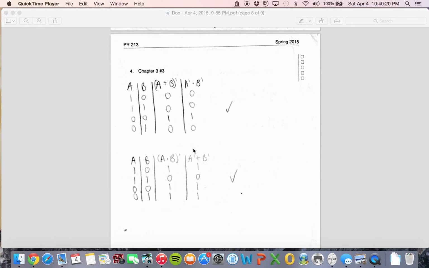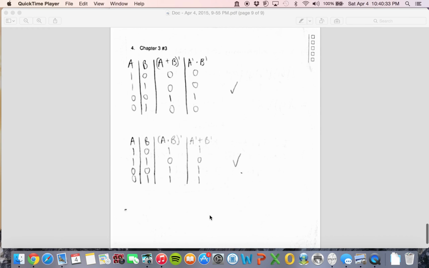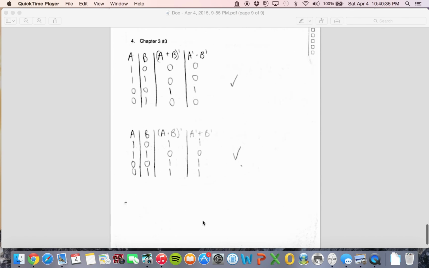For question number 4, I proved De Morgan's theorem by comparing these two equivalent pieces of the De Morgan's theorem and showing that their outputs are identical. In both these cases, this is true. That's number 4 again.